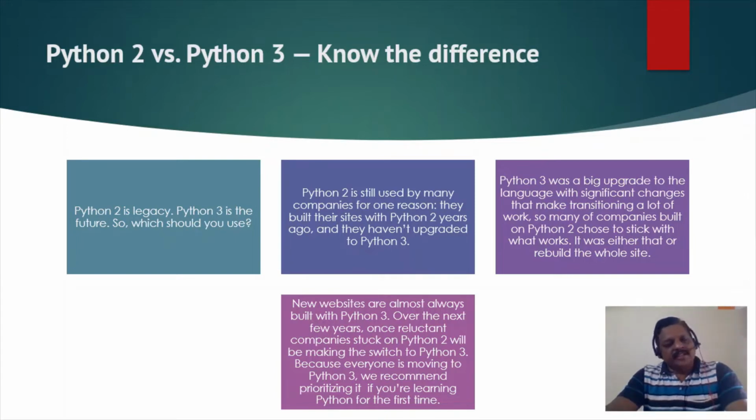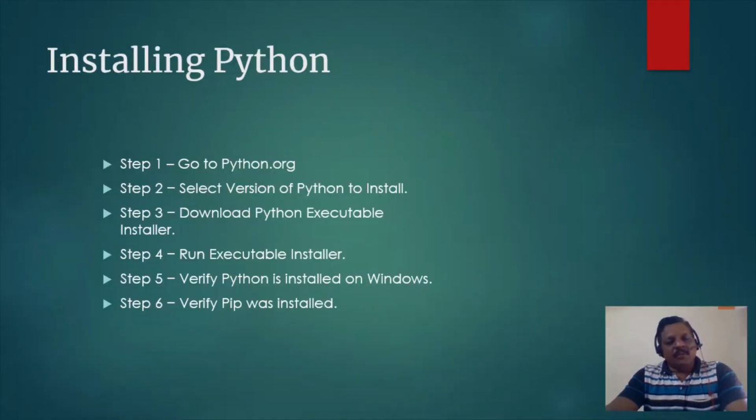Going further, let's understand how to install Python in our laptops. Installing Python is not a big deal. It is simple, following a couple of steps. As step 1, let's go to python.org. Then let's select the right version of Python you want to install. As I already mentioned, you can choose Python 2 or Python 3, but I recommend going with Python 3 always. Then download the Python executable installer and run the executable.